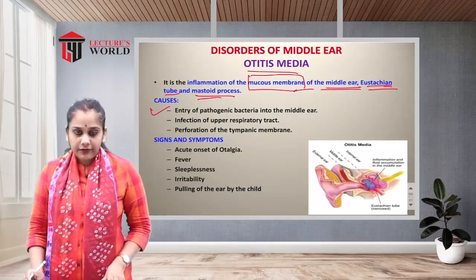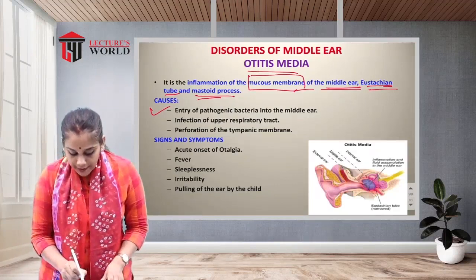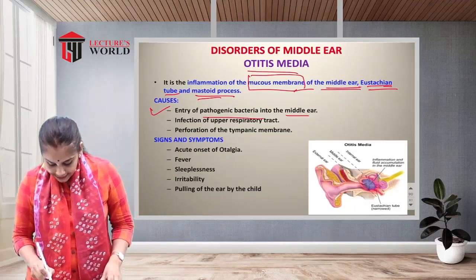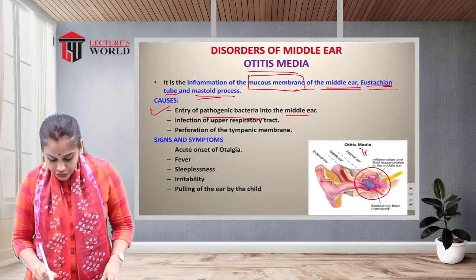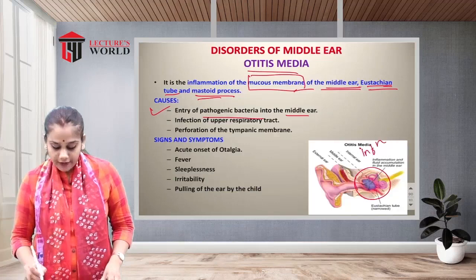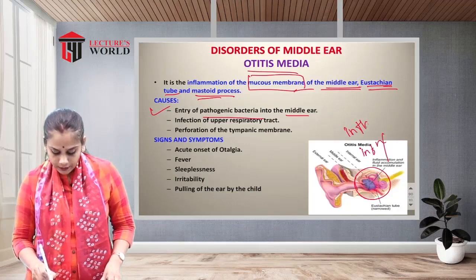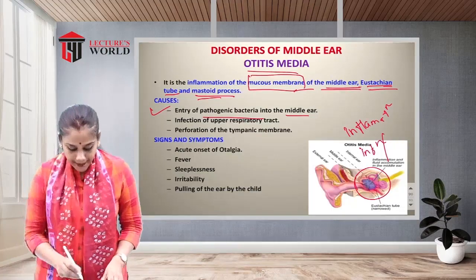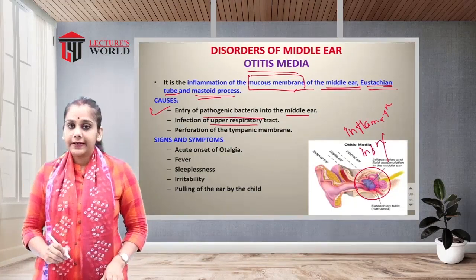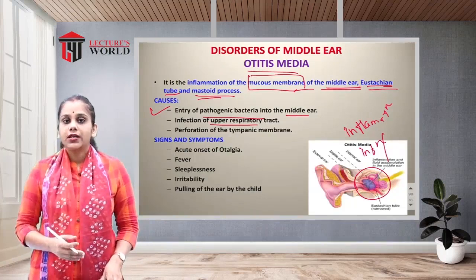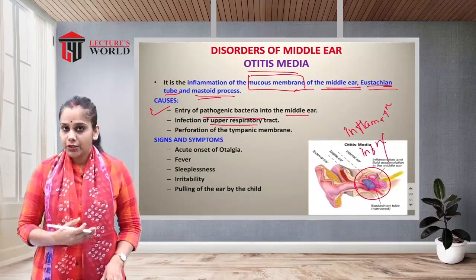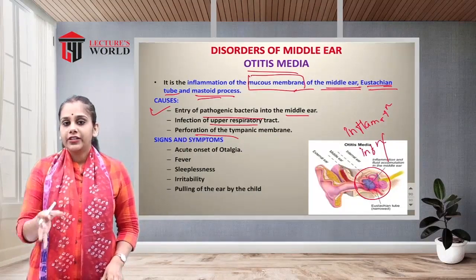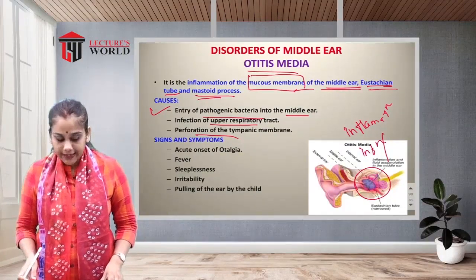Why is it occurring? Which are the causes? The entry of pathogenic bacteria into the middle ear. See, this is the middle ear, so there is infection or inflammation that can lead to otitis media. Infection of the upper respiratory tract can also cause an infection of the eustachian tube. Then perforation of the tympanic membrane, so the infectious agent will directly go into the middle ear.